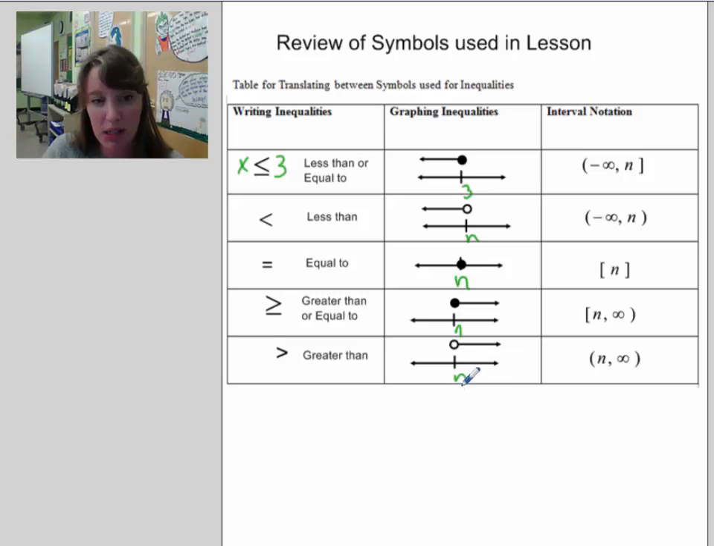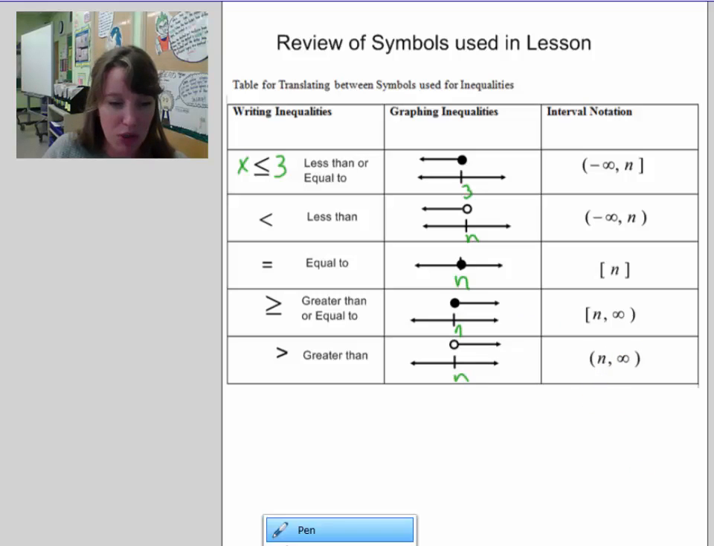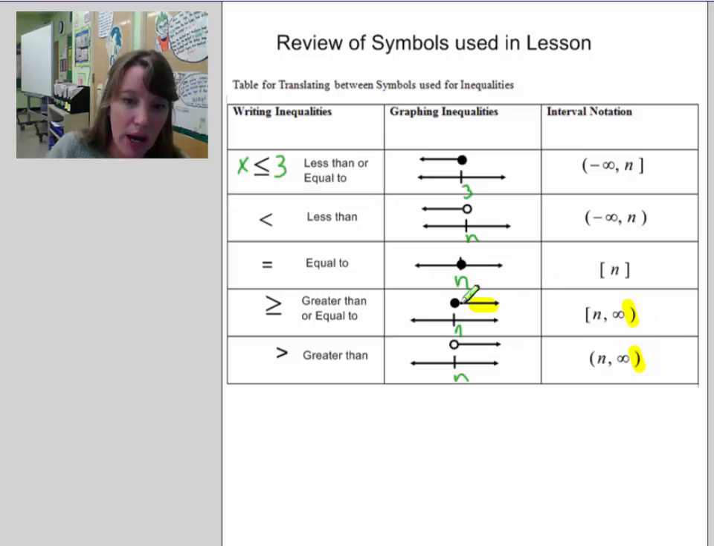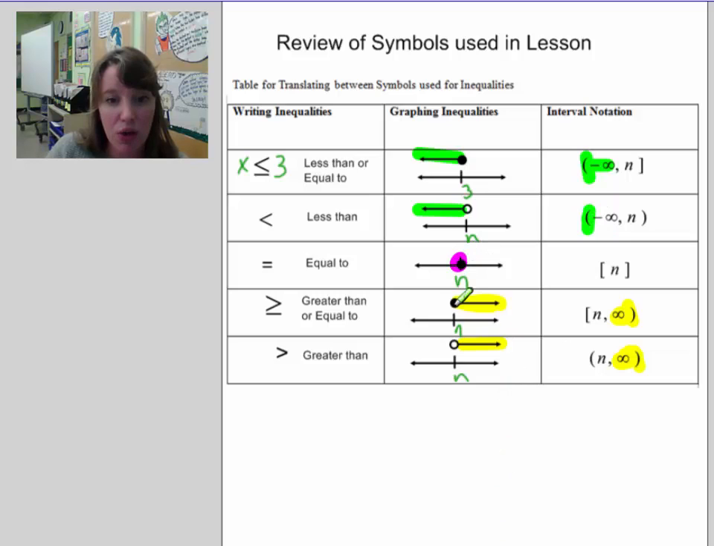So we're going to do plenty of practice on this. I know you might not feel comfortable with the interval notation yet, but what I want you to understand is that whenever you have an infinity symbol, going to the right, you use a rounded bracket. When it's going to the left, you have negative infinity, and you use a rounded bracket here too. Whenever you have a closed circle, you're going to use these square brackets.